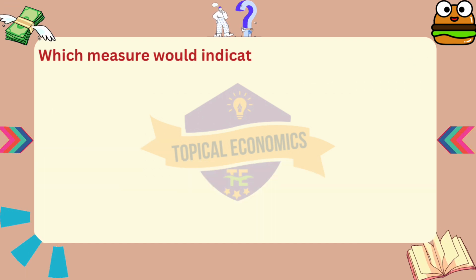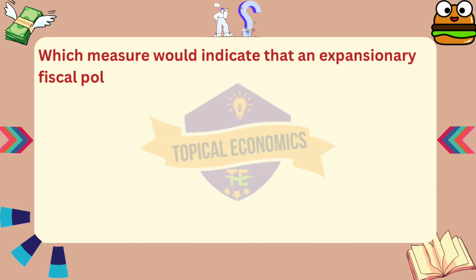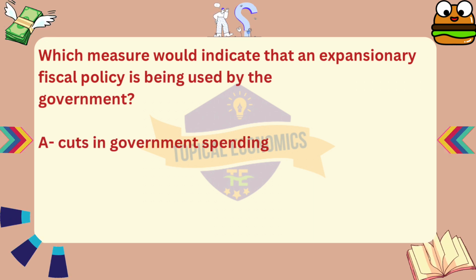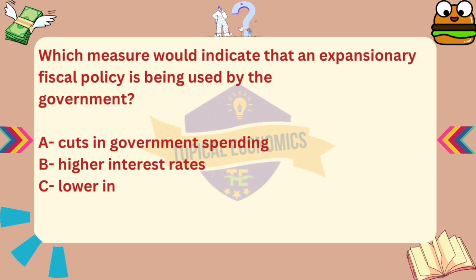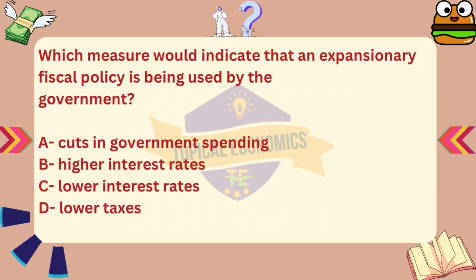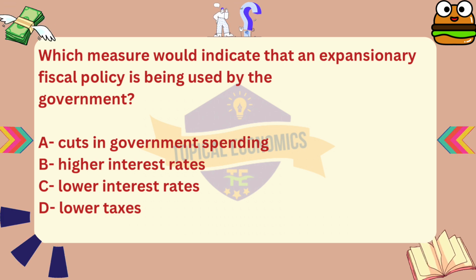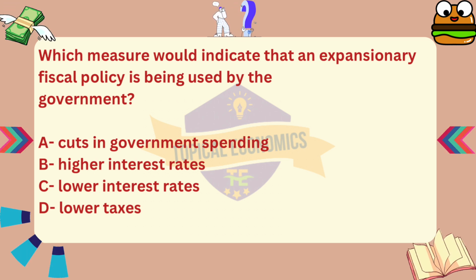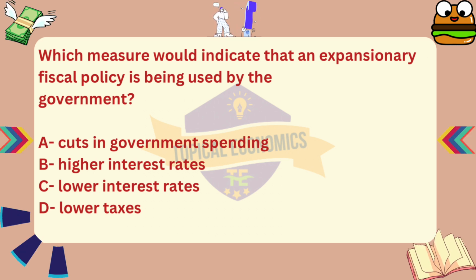Moving to question 16. Which measure would indicate that an expansionary fiscal policy is being used by the government? A. Cuts in government spending. B. Higher interest rates. C. Lower interest rates. D. Lower taxes. Reference, 2020 October-November, version 1. The correct answer for this question is option D.